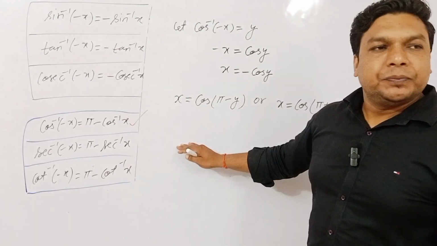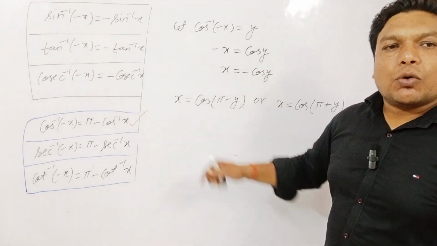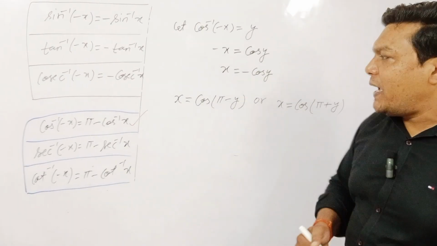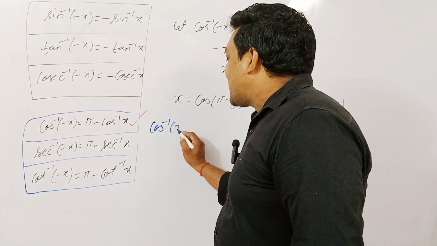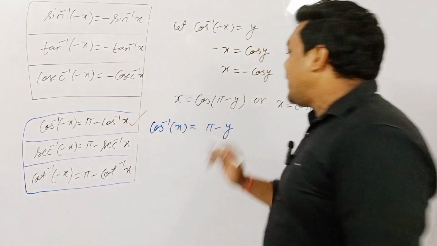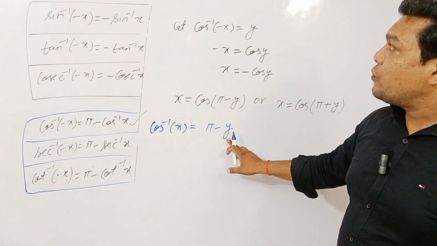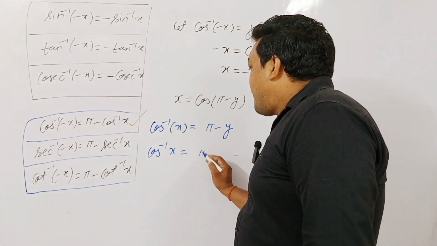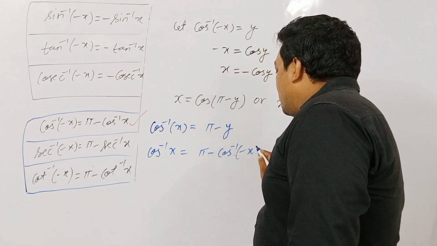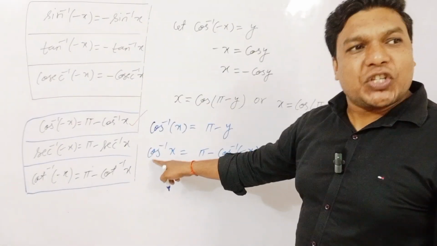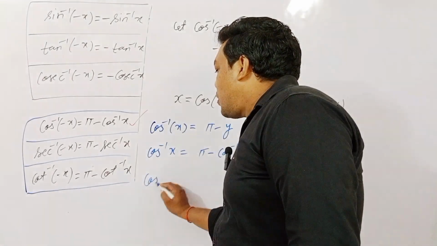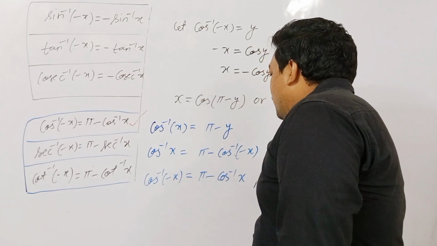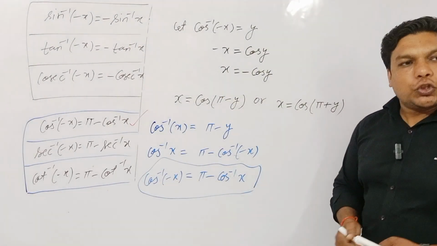So now what will we do? Take the cos inverse of both sides. When you take cos inverse of both sides, cos inverse of cos will give you the identity function, pi minus y. So it will be cos inverse of x is equals to pi minus y. And what is y here? Cos inverse of minus x. So cos inverse of x is equals to pi minus cos inverse of minus x. Take cos inverse of minus x to the LHS and cos inverse x to the RHS. So what are you getting? Cos inverse of minus x is equals to pi minus cos inverse of x. This we needed to prove.